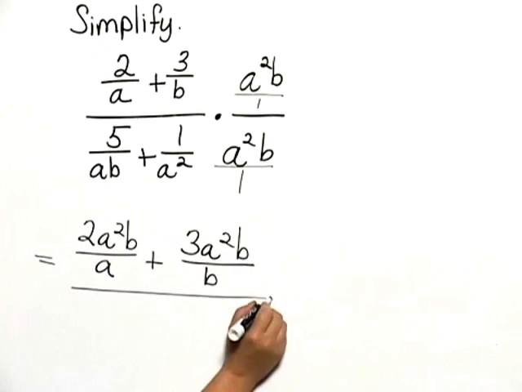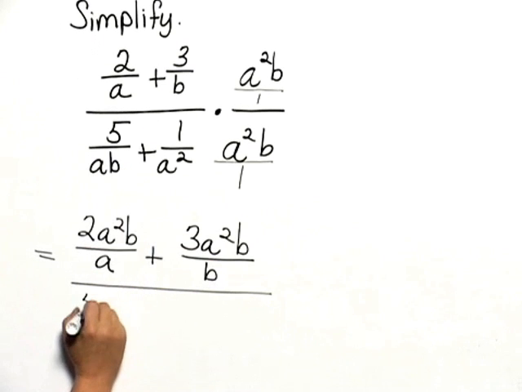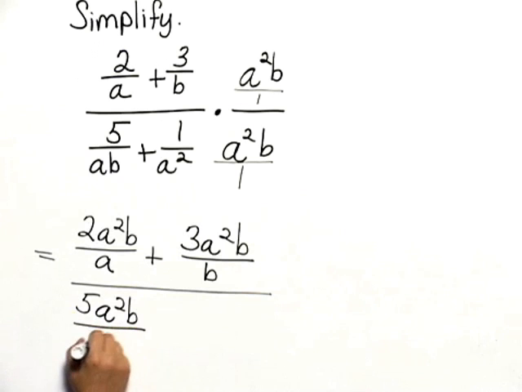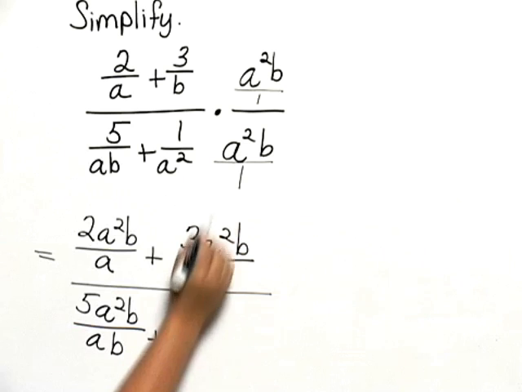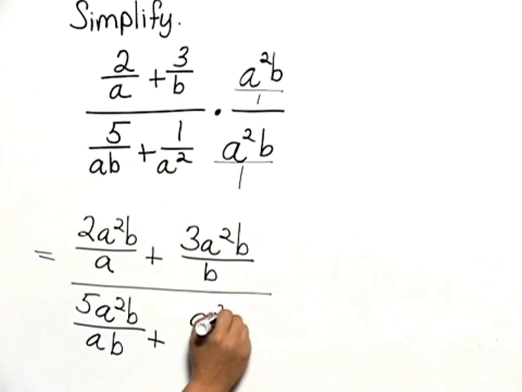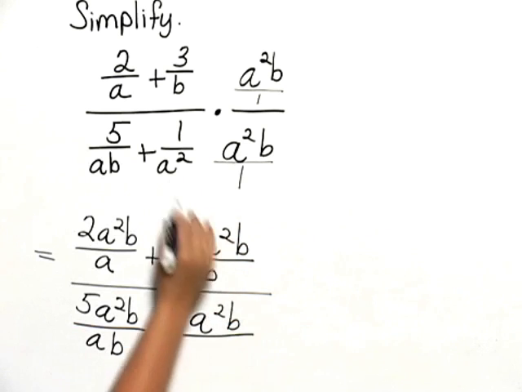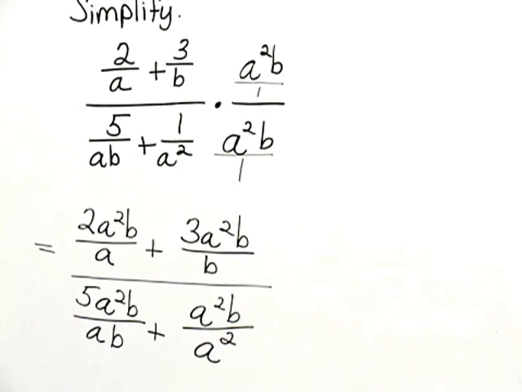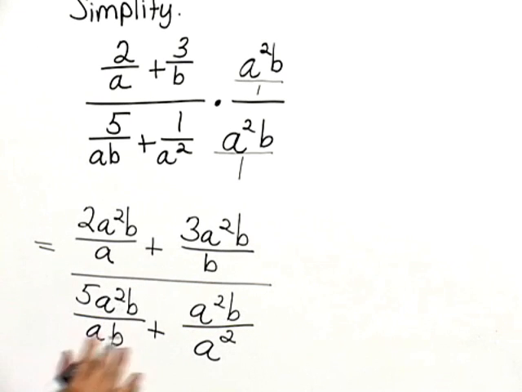In the denominator, I would have 5a squared b over ab plus, multiplying 1 over a squared times this, I would have a squared b, and the denominator would be a squared times 1, or just a squared. Now what that has done for me is I can now simplify each of these 4 rational expressions in such a way there'll be no denominator left.